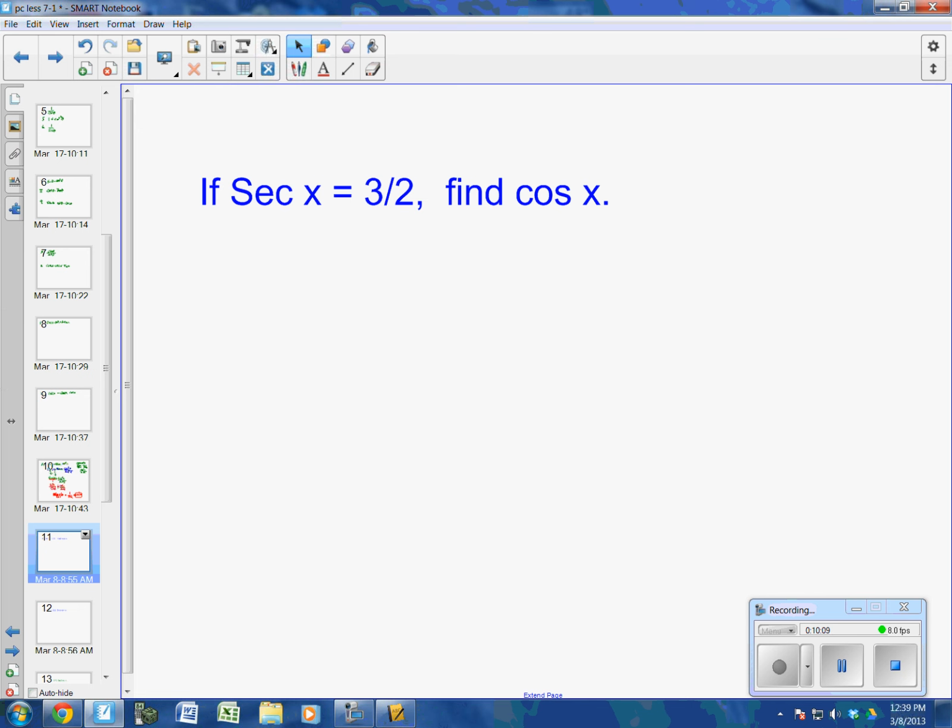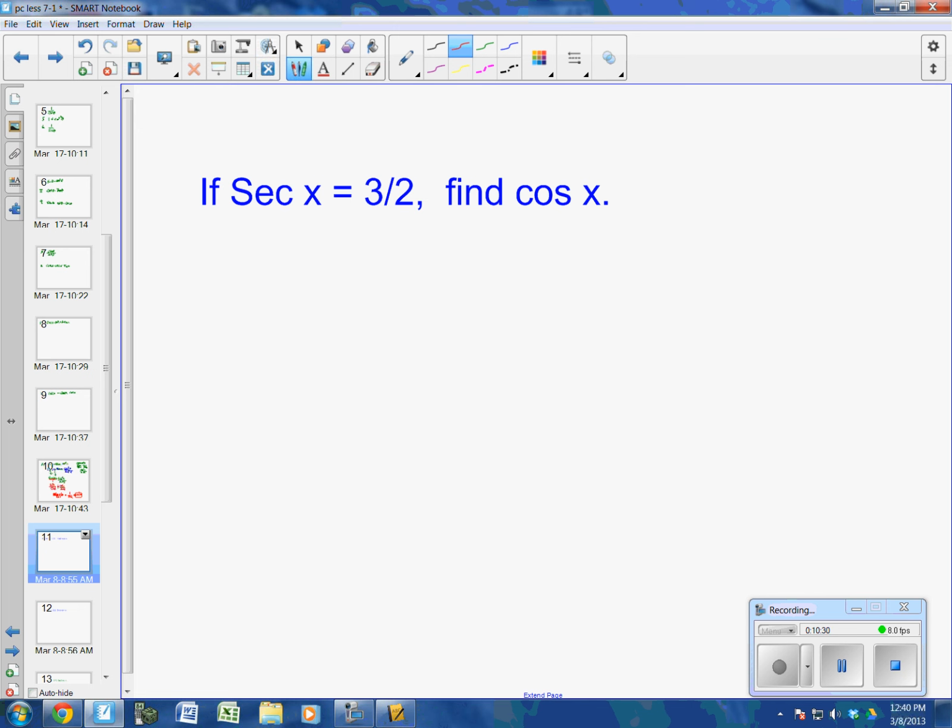Okay, if secant of x is equal to 3/2, find cosine of x. Now, when some of you guys looked at your homework assignment, you saw that stuff on there, you want to know how to do it. We are going to learn how to do some of that stuff right now. This thing says, if secant of x equals 3/2, find cosine of x. Now, how can I find a cosine if I know a secant?